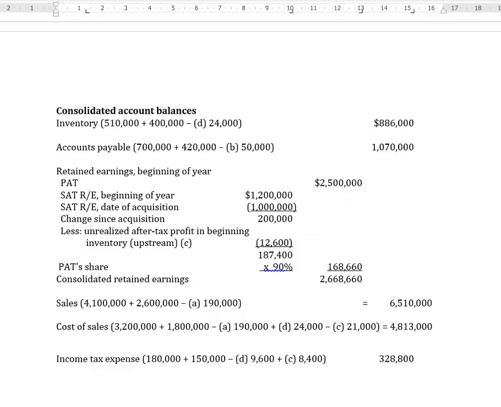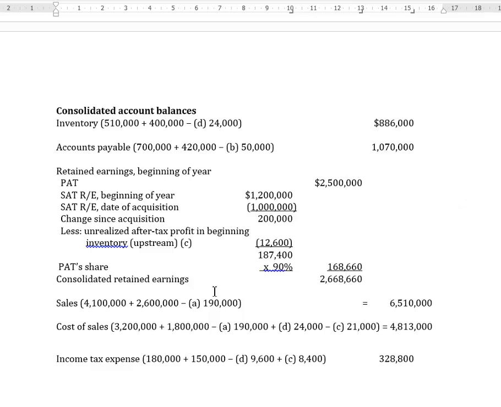Consolidated, separate entity, the sub is fine, but consolidated, we can't recognize anything into the consolidated books until year 3, when the opening year 3 inventory of $70,000 is sold outside. So when we make that adjustment, we get post-acquisition adjusted retained earnings of the sub of $187,400, but because we only own 90% of the sub, we can only take our share, which is $168,660. So if we add that $168,660 to the parent's opening retained earnings separate entity, we're going to get $2,668,660 as our consolidated retained earnings at the beginning of year 3.